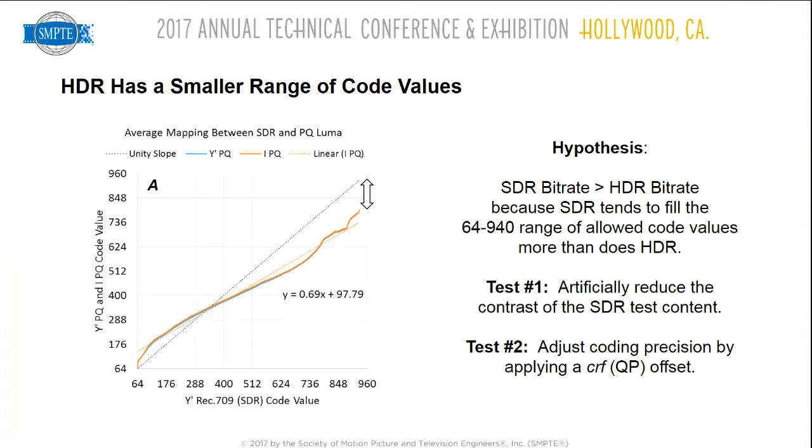There are two ways of testing that hypothesis. One of them is to artificially lower the contrast of the SDR content, which is basically just done in MATLAB. The other one is to change that CRF value.